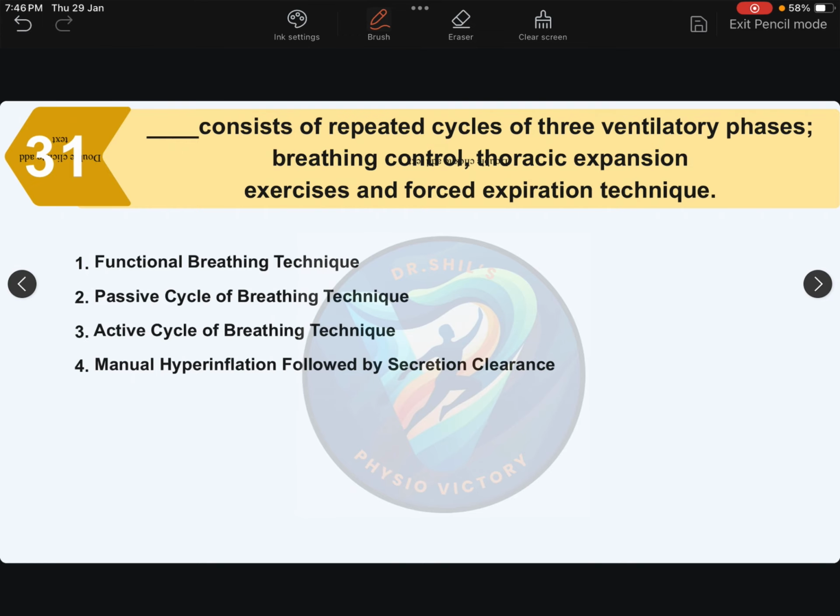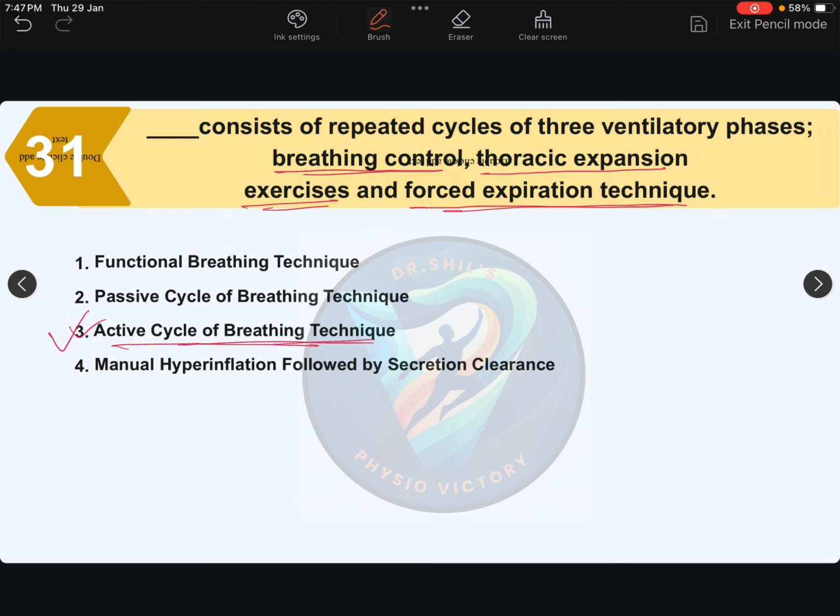Next, come to question number 31. ACBT consists of repeated cycles of 3 ventilatory phases: breathing control, next thoracic expansion exercise, and the last forced expiratory technique. Option 1, functional breathing technique. Option 2, passive cycle of breathing technique. Option 3, active cycle of breathing technique. And option 4, manual hyperinflation followed by secretion clearance. Here the correct answer is active cycle of breathing technique.